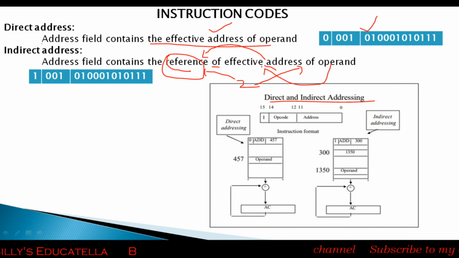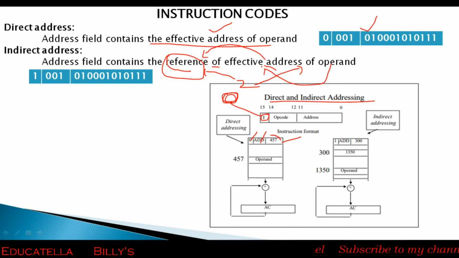Let's discuss direct addressing first. When the I bit is 0, it specifies that it is a direct address. When the I bit value is 0, the opcode is the add operation, and 457 is the address. In this address location the operand is located. This operand is fetched into the accumulator, and the accumulator stores the result again into it.